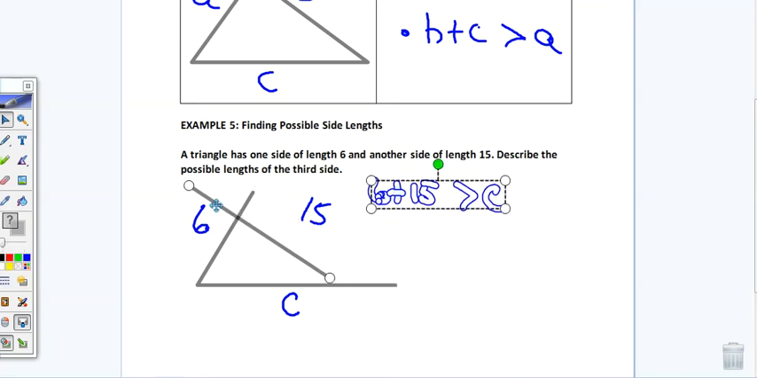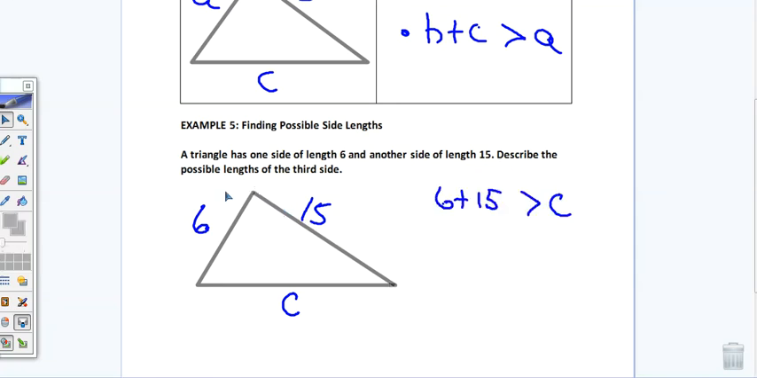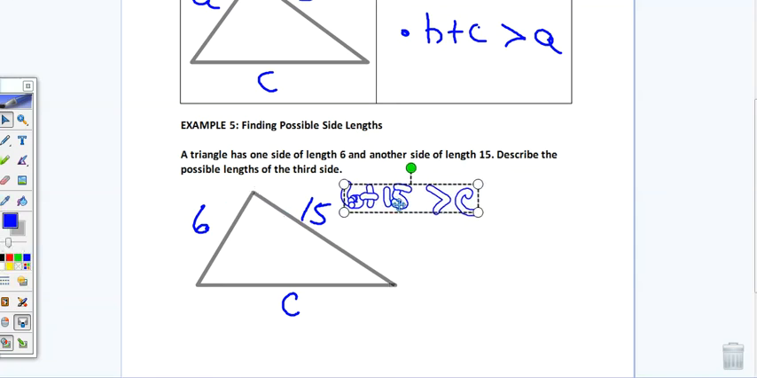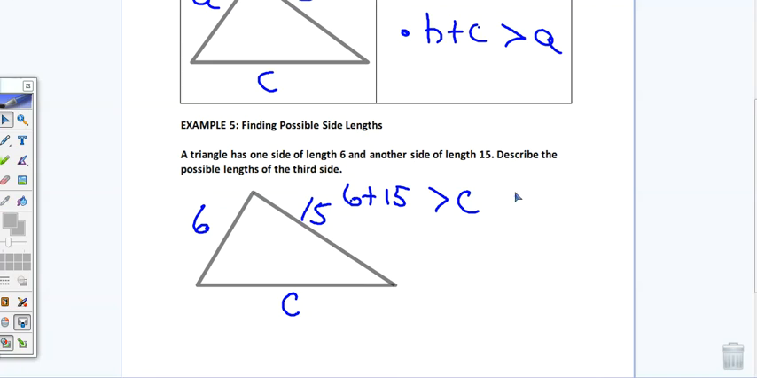Okay, so from this, I know that 21 has to be greater than what? So that means C has to be smaller than what value? Okay, C can't go over 21. You're saying this length C, if it was 22, would this work? What's 6 plus 15 again? 21. 21 has to be bigger than the third side, so if this is 22, would it work?